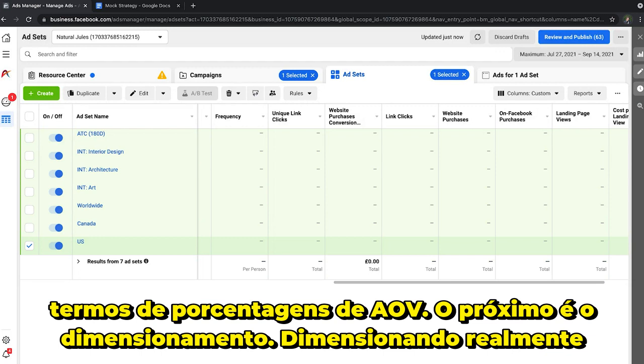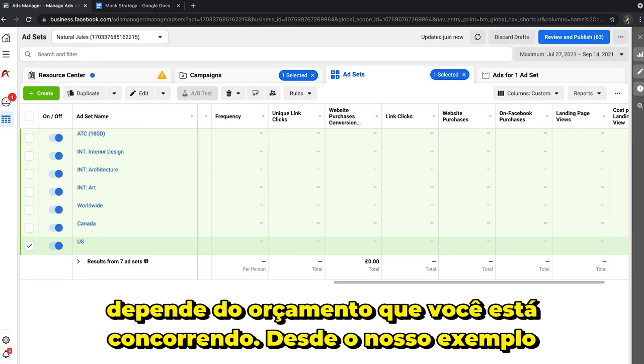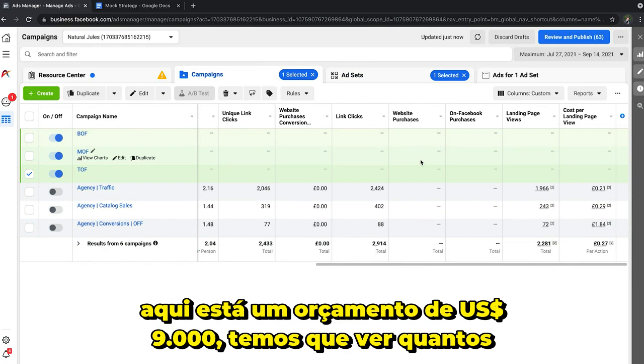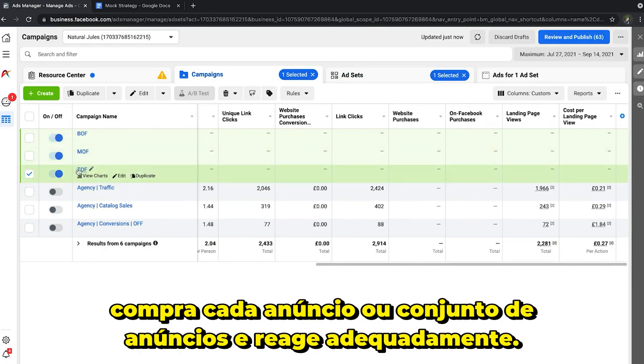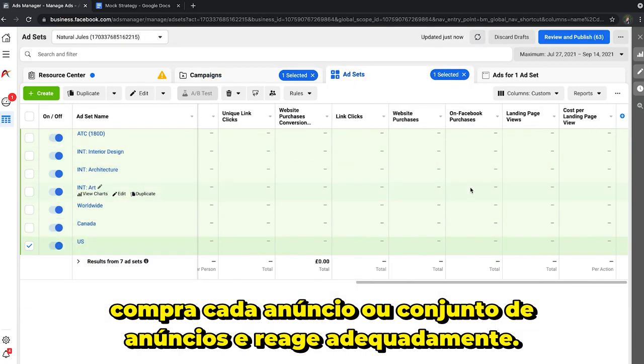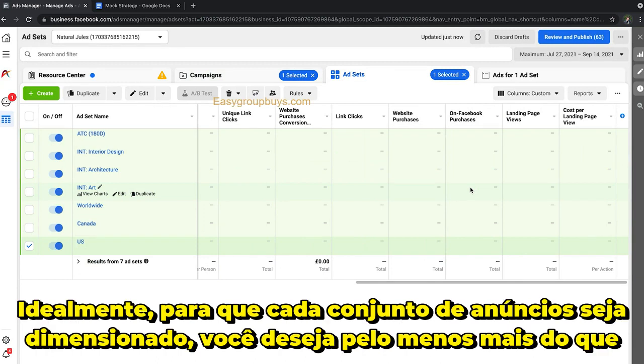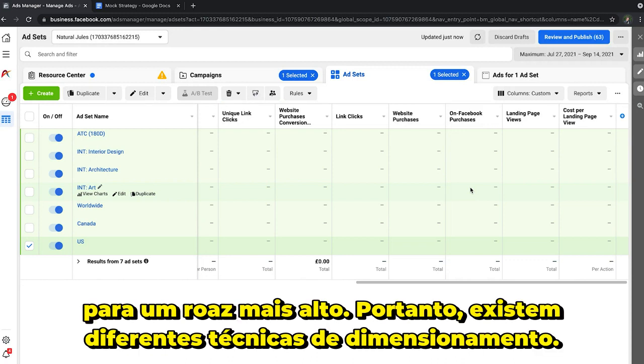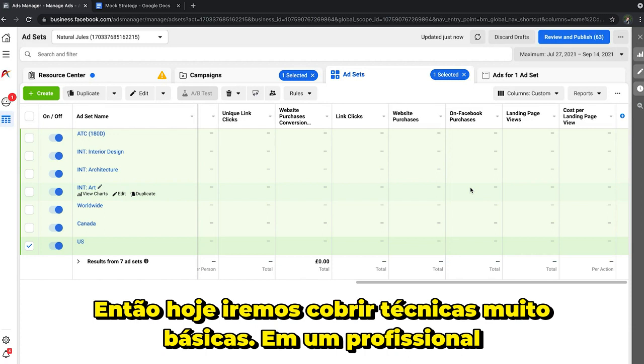Next is scaling. Scaling really depends on what budget you're running for. Since our example here is a $9,000 budget, we have to look at how many purchases each ad or ad set has and react appropriately. Ideally, for each ad set to scale, you want at least more than 3 to 5 purchases with a lower CPA, which equates to a higher ROAS. So there's different scaling techniques. Today we'll be covering very basic techniques.